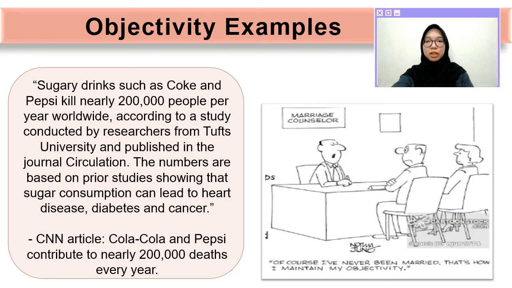From the examples of objectivity, the first example shows the researchers conducted a study to prove that drinking sugary drinks can lead to heart disease, diabetes, and cancer. Every researcher who did the same study also got the same results. So it proved that the studies have objectivity. Another example is the marriage counselor. He can maintain his objectivity about marriage because he has no experience in marriage, so he can give counseling based on facts only.